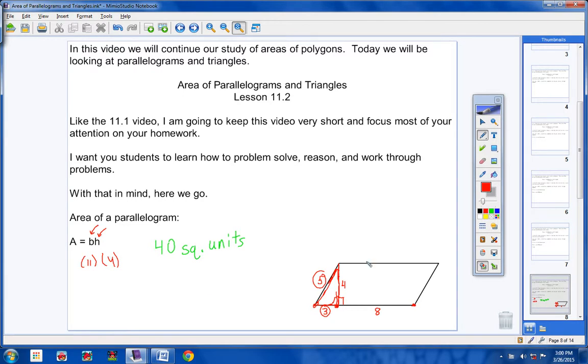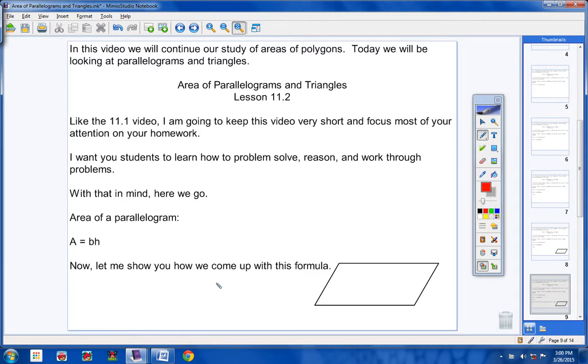So problems like that, and also much more difficult, will be in your homework. But from now on, anytime I ask you to find the area of a parallelogram, all that you have to know is this: base times height. Isn't that simple, guys? It really is. If you'll take the time to learn these formulas, which you will need to learn, you will be fine. Now, let me show you how we come up with this formula, okay? Would you please watch this carefully?